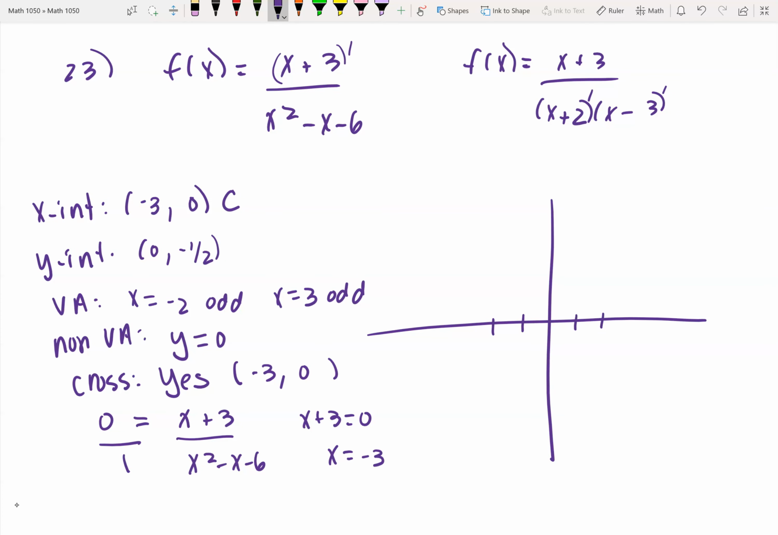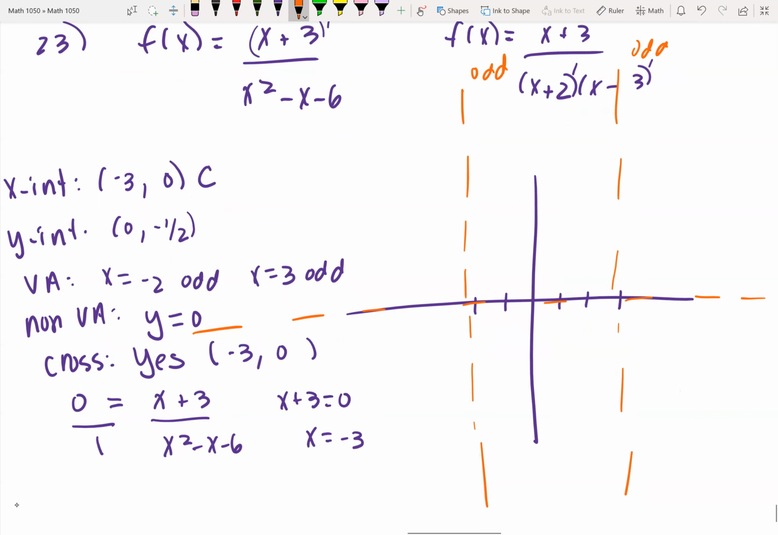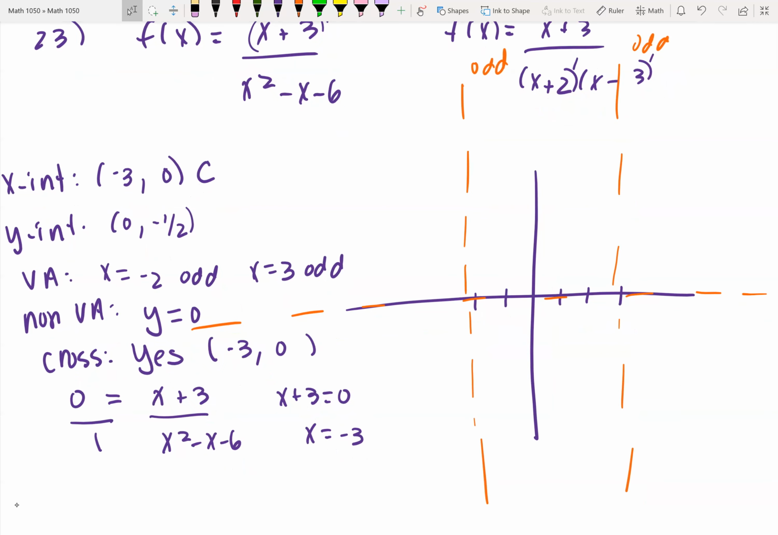So negative 2 and positive 3 are your vertical asymptotes, and they are both odd. So I would write odd right there. Y equals 0. Some people panic because it's going across the x-axis. Who cares? Just extend it. Don't just put it right on there, and don't put it above. Just extend it.